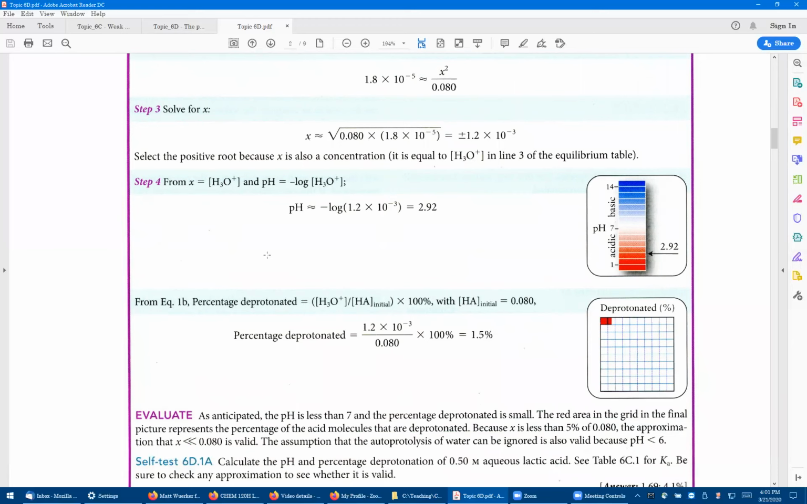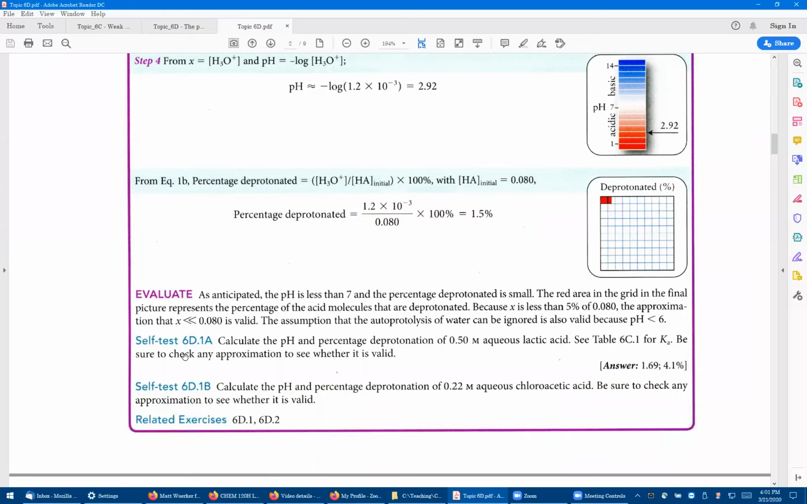Now, the percent deprotonated is simply the concentration of the hydronium ions divided by the initial concentration of the acid. That essentially gives what percent was deprotonated. If this had turned out to be 0, then the percent deprotonation would be 0. In this case, we know that the concentration is 1.2 times 10 to the minus 3. And so we divide that by the initial concentration of 0.08, multiply by 100%, and it turns out to be 1.5%. And so again, in this little graphic over here, they show in a simple figure what percentage of the entire amount is deprotonated, 1.5%, which is very small.